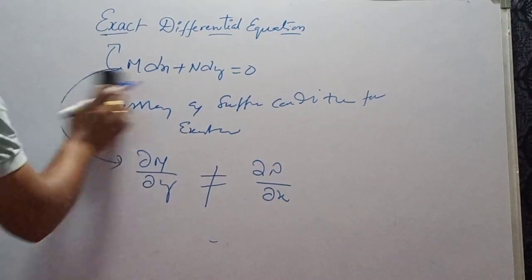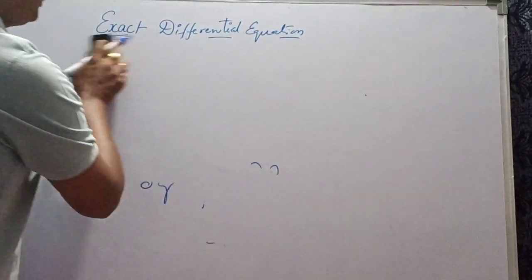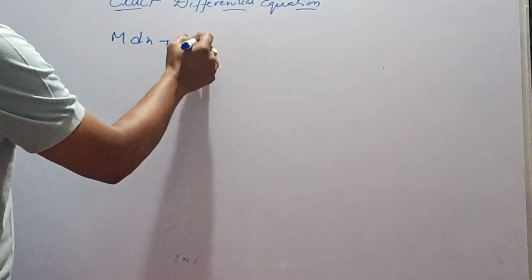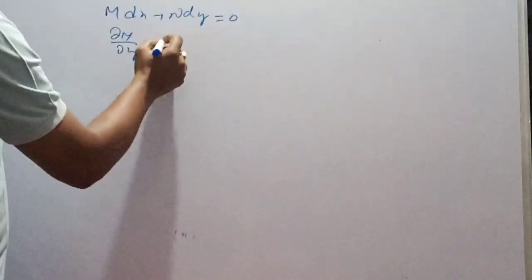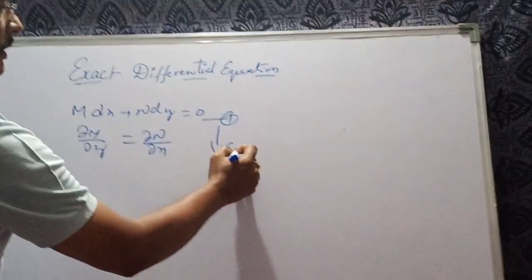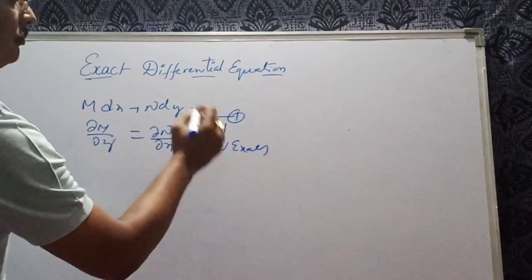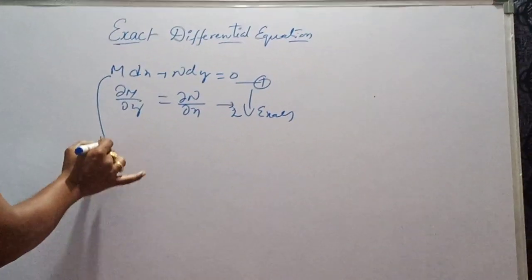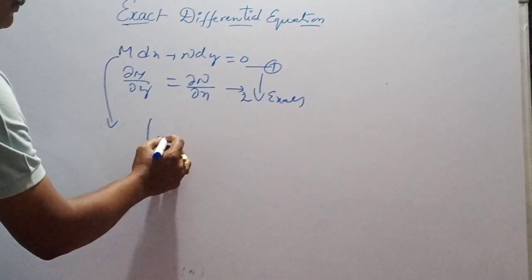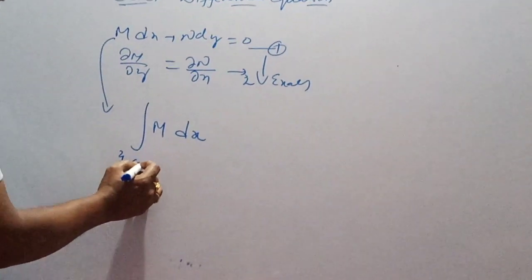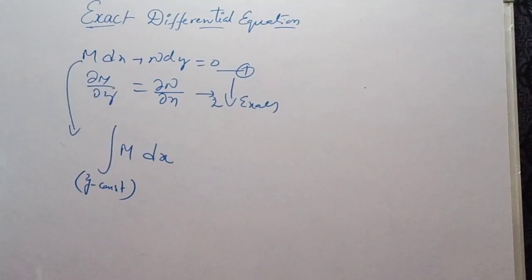Suppose the differential equation M dx plus N dy equal to 0, equation 1, is exact by verifying dou M by dou y equal to dou N by dou x, equation 2. So what is the solution? Take the integral of capital M dx, where you consider the y terms as constants.